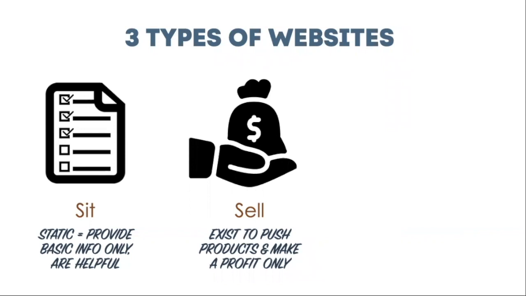A second kind of website is the websites that sell. So some websites sit, some sell. They exist to push products and to make a profit only. Here's an example: Amazon.com, Walmart.com, Target.com. All of these websites, you just know when you go to that website, you are headed there to purchase something. Now, that's not a negative at all. Those are just the kind of websites that exist. Some sit, some sell.